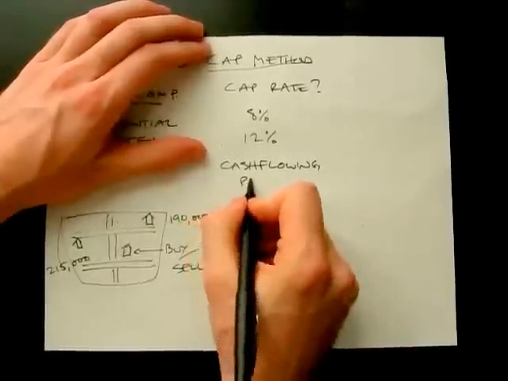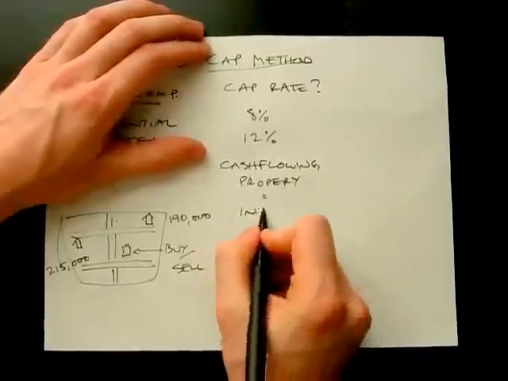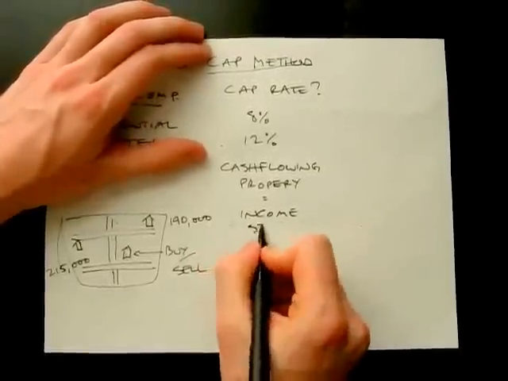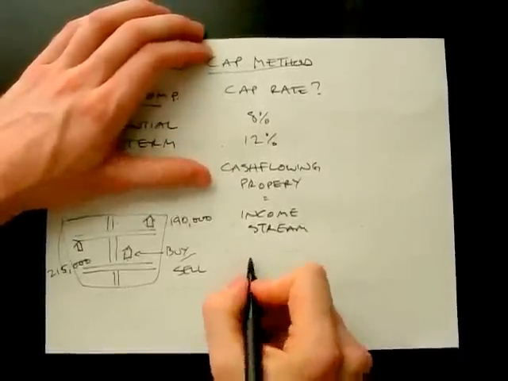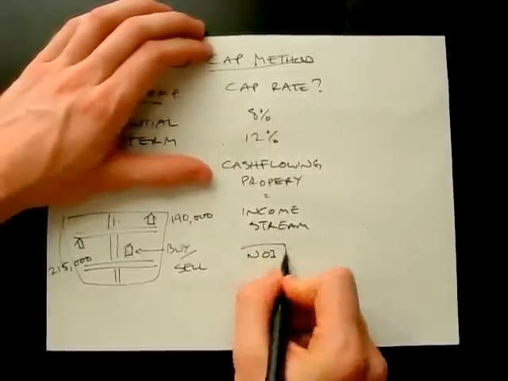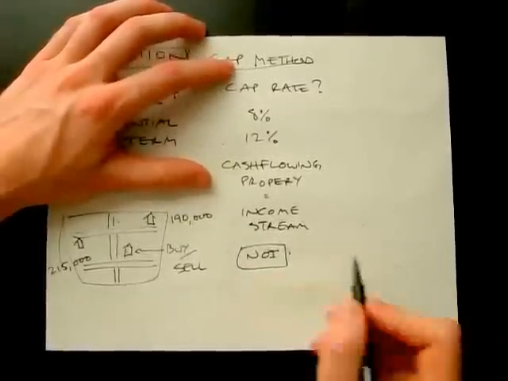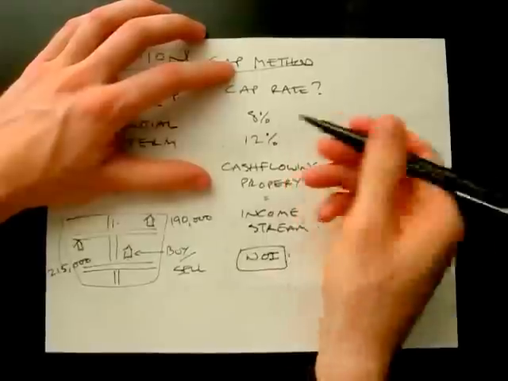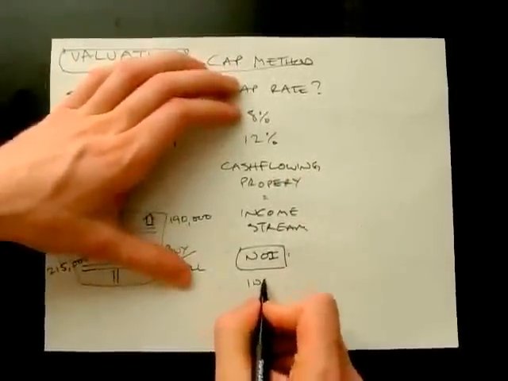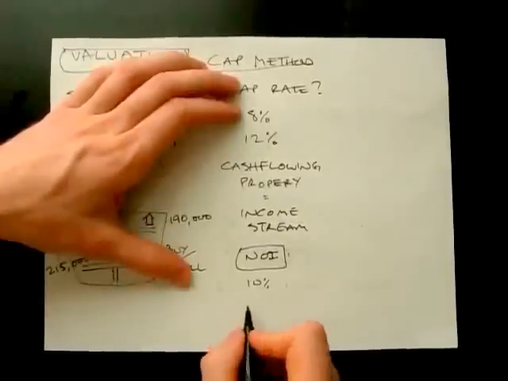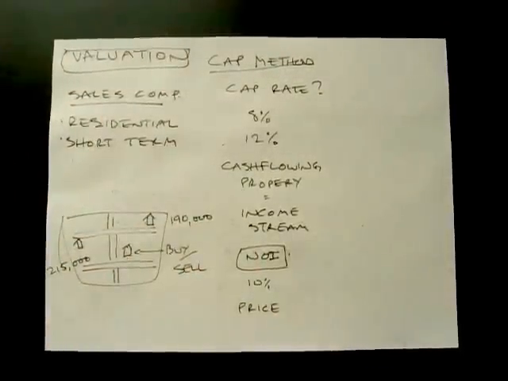Pretty much, if you're buying a cash flowing property, think of it like this. What you're doing is buying an income stream. So what you want to do is figure out what's the NOI. Once you have the NOI figured out, and you know what the cap rate is for a certain area, let's say you're in an area with a 10% cap rate, then you can find the price, how much that property is worth.